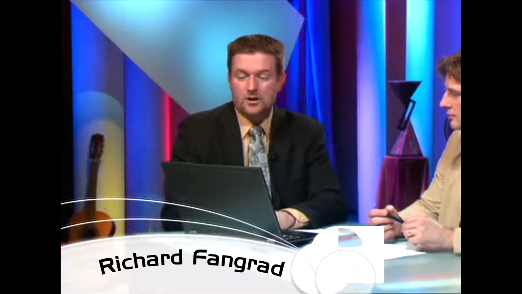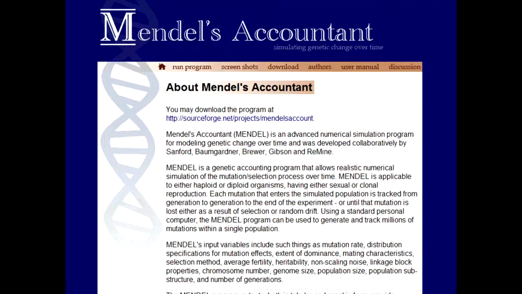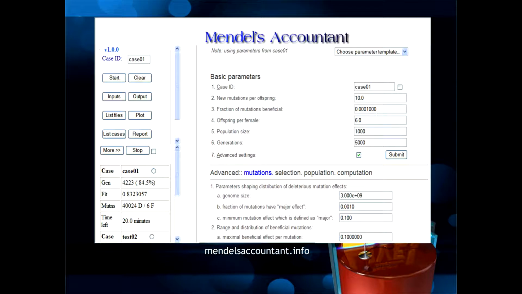All right, so mutations are accumulating in the human genome at a phenomenal rate, far higher than evolution is able to account for, and natural selection is unable to weed them out. There's a program on the internet that you can download called Mendel's Accountant. You go to mendelsaccountant.info, and there are some instructions there on what the program is all about. It's a program that can be used to accurately simulate genetic mutations. You can see here on the screen all kinds of different variables. You can put in your population size. You can even select the number of favorable mutations, information gaining mutations, those types of things.